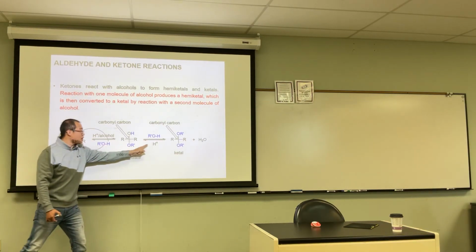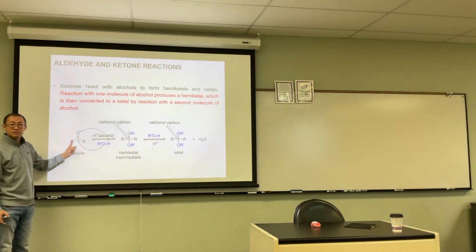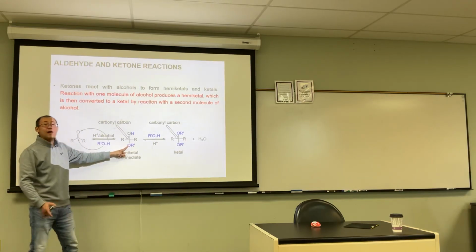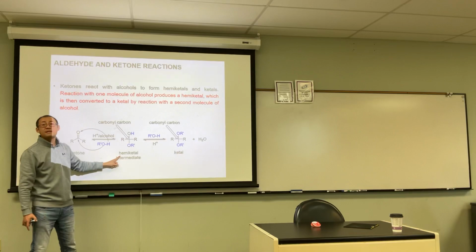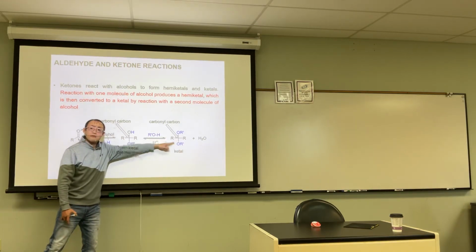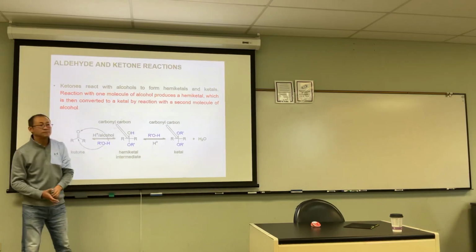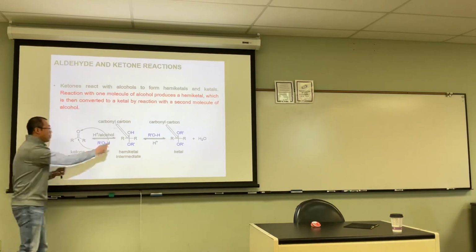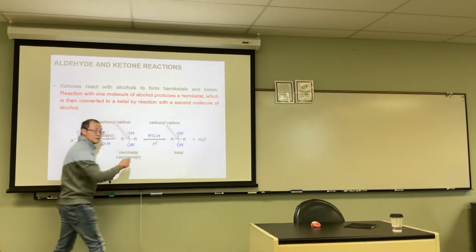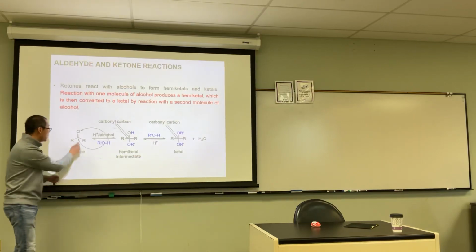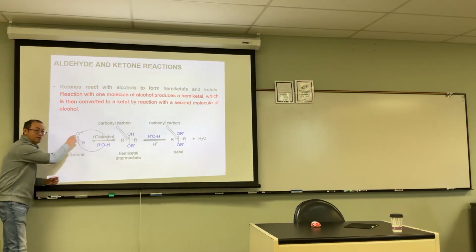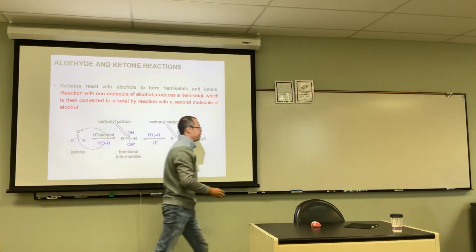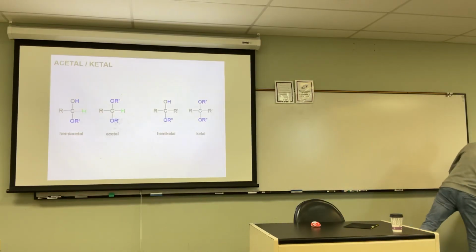Because those are from a ketone, we call those ketals. The one with only one alcohol added is called hemiketal. The one with two alcohols added, a ketal. Does it make sense? Again, in the end, the OR is from alcohol. They're added to that C=O double bond carbon. Just keep that in mind. Okay, next.